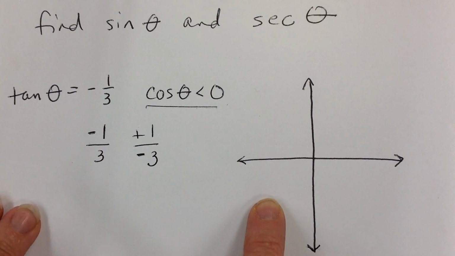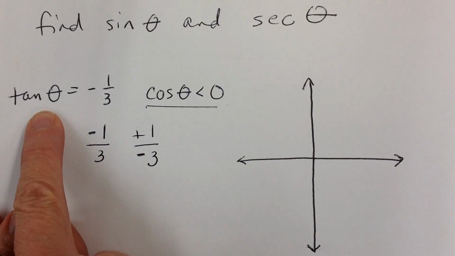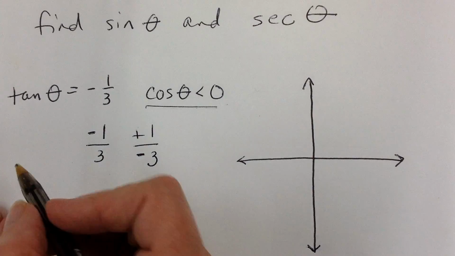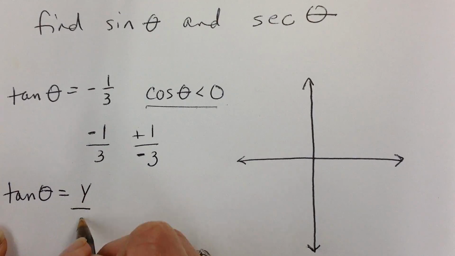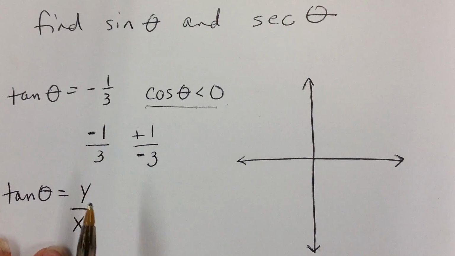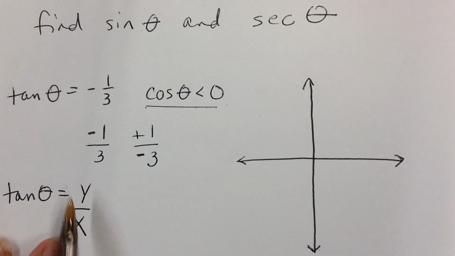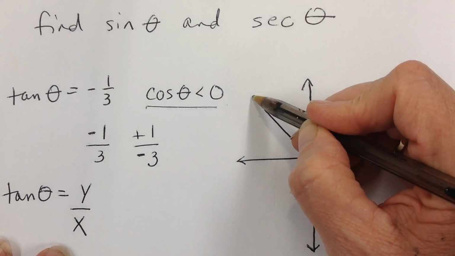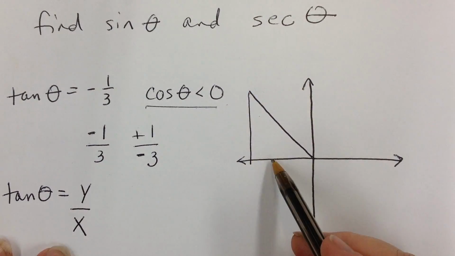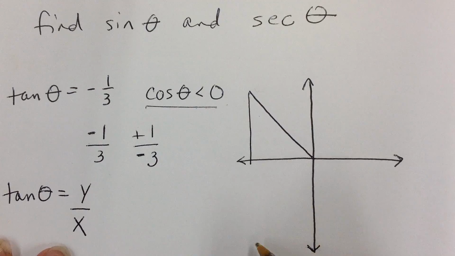So now you've got to think about, when is tangent negative? Well, remember, tangent of theta is formed by y over x. So in order for tangent to be negative, you've got to have one negative and one positive. So that would be in quadrant 2. Both the x and the y are negative in quadrant 3. That would give me a positive tangent. I'm looking for a negative cosine and a negative tangent.